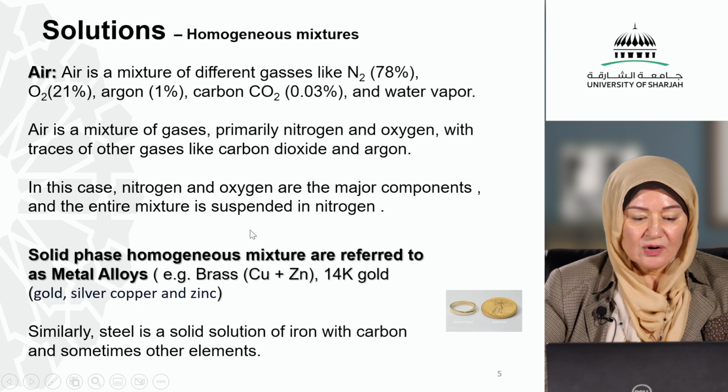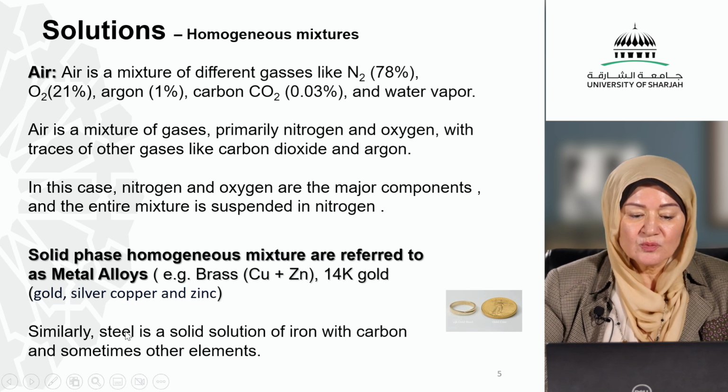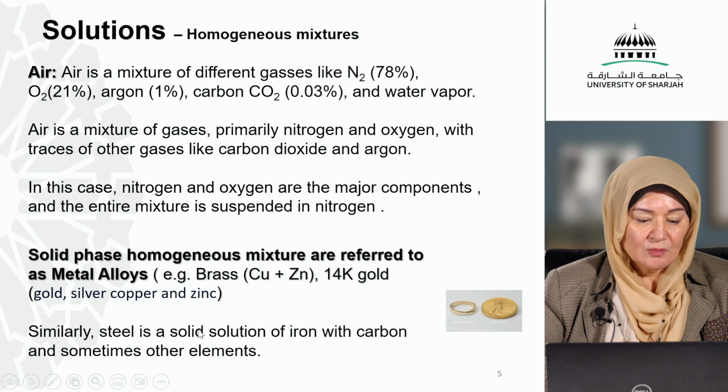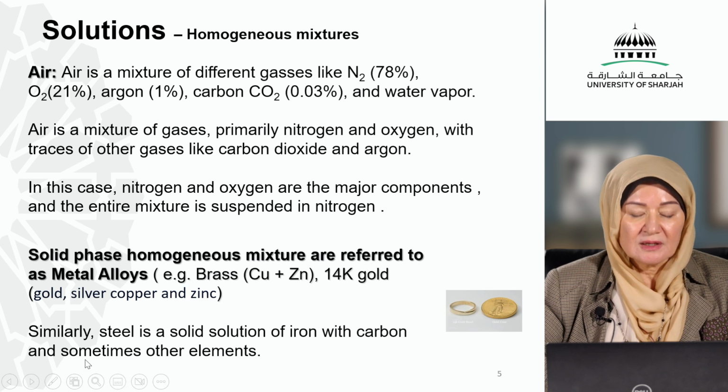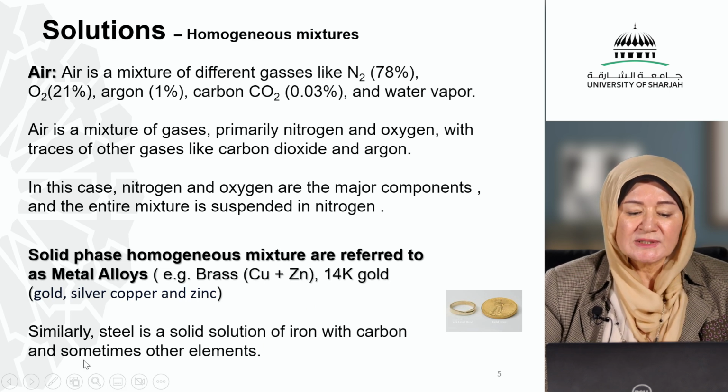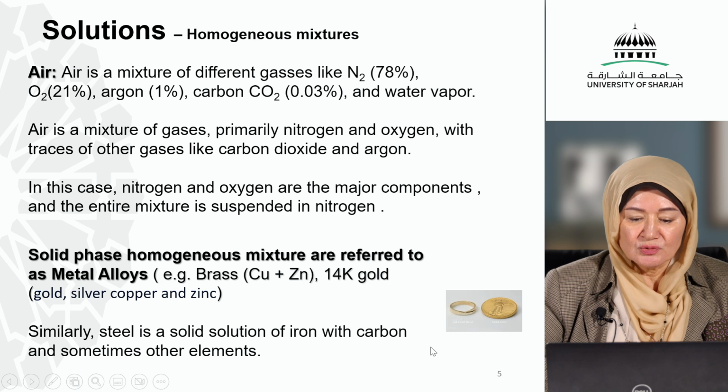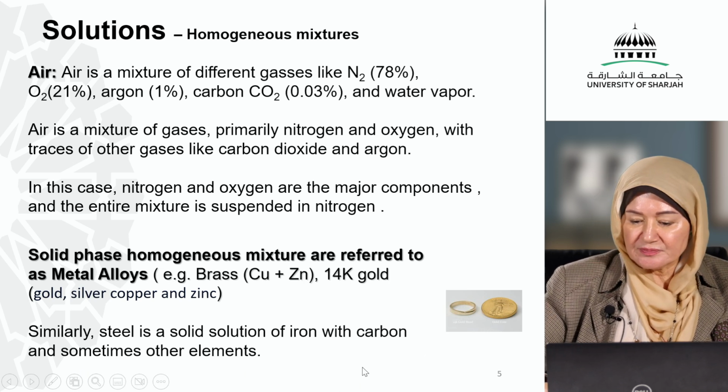As I told you before, a solid phase, we call it a metal alloy, for example brass, which is copper and zinc, and 14 carat gold, which is a combination of gold, silver, copper, and zinc. Similarly, steel is a solid solution of iron with copper and sometimes other elements.